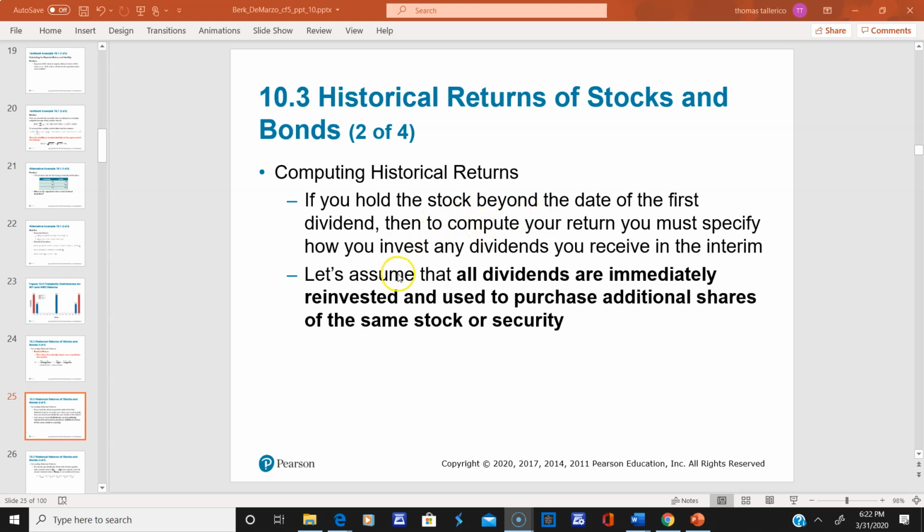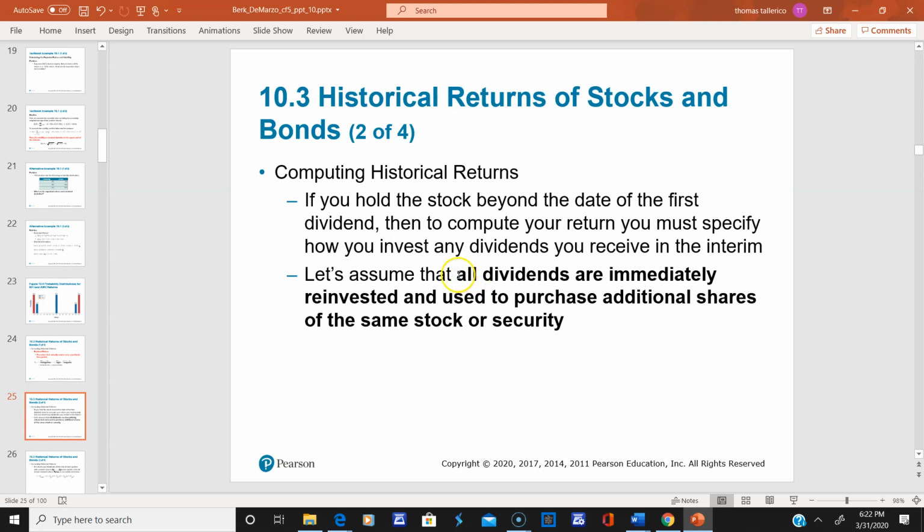You have to specify how you invested any dividends you received in the interim. This is kind of what I was driving at in the class, to get the total return. So you would have to say, okay, well, I spent it and got nothing on it. So this is what I do right here. Let's assume that all dividends are reinvested immediately and used to purchase additional shares of the same stock or security. And that's exactly what most people do, and I do.